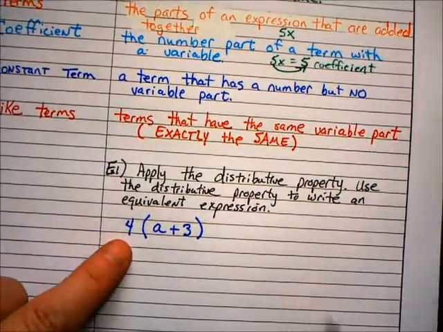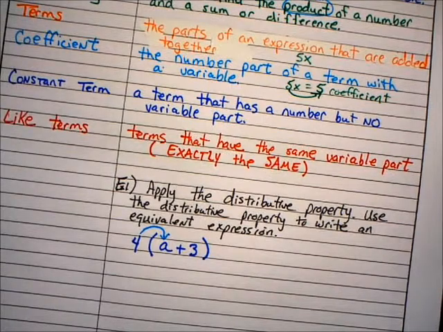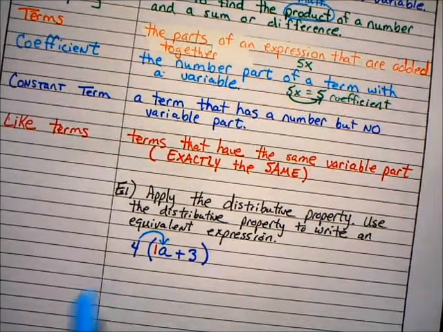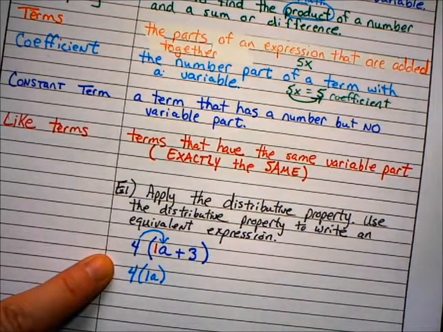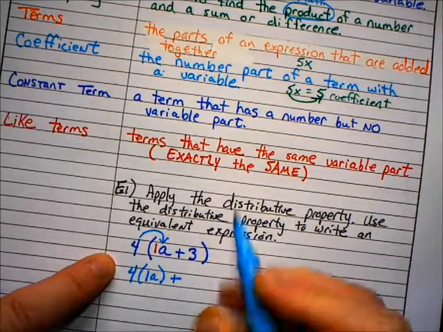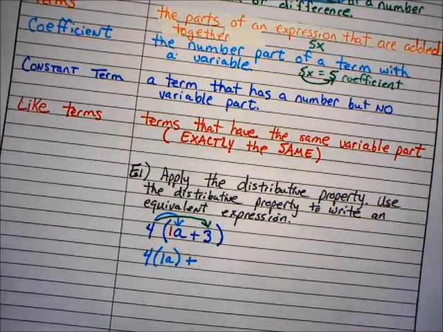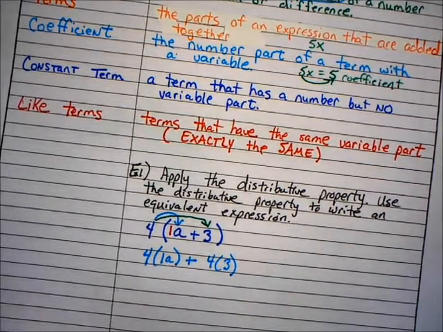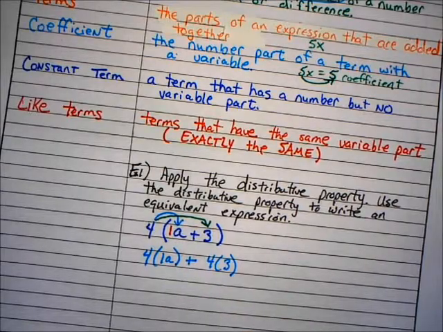So that means on this first one I'm going to do 4 times a, which, realize, a does not have a number in front of it, so it is understood to be 1. So basically I'm saying, okay, I'm going to multiply 4 times 1a, and then I have my plus, and then I'm going to multiply 4 times the positive 3, so I'll have 4 times 3. This is distributing it in because the 4 has to be multiplied times each term on the inside.